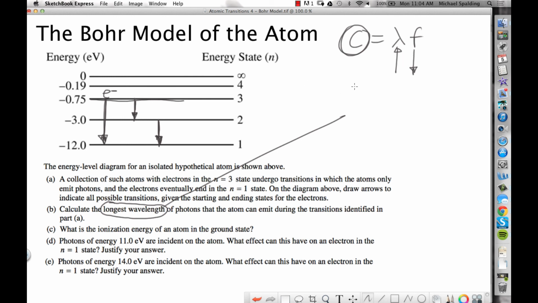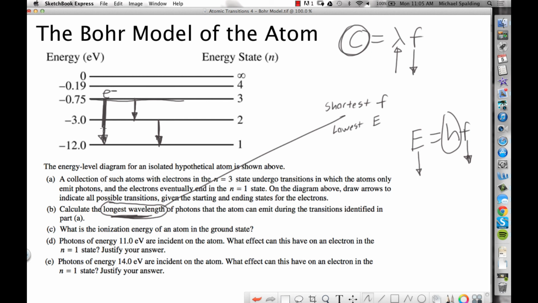Longest wavelength is the same as shortest frequency. Shortest frequency is the same as what? I'll give you a hint. E equals hf. h is a constant. Shortest frequency is the same as lowest energy. So when they say longest wavelength, that refers to shortest frequency, which is lowest energy. Okay, so which of these is the lowest energy?